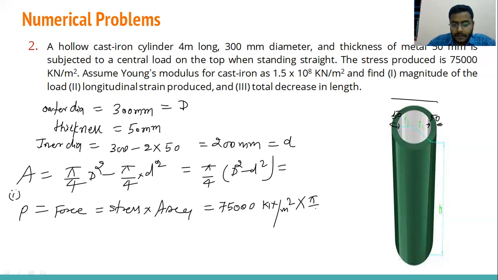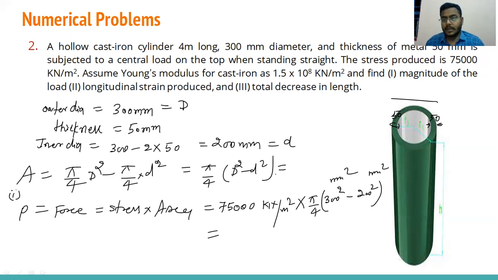So what is the area? Pi by 4, 300 square minus 200 square. See, this is in mm square. Just see the unit also. I'm writing here, so P will be calculated in terms of kilonewton. So we are getting 2945 kilonewton. Right?